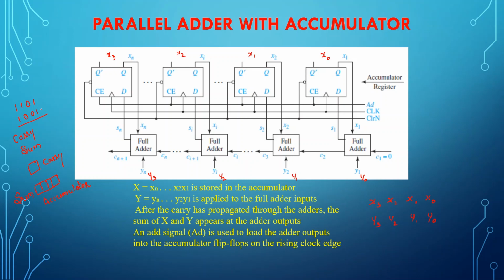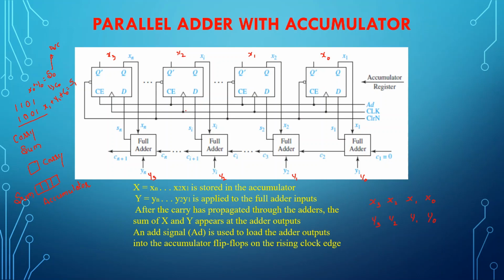So these two numbers are added. Let me say x0 and y0 are added, which will generate a sum of s0. This s0 will go to the accumulator. And in case it generates a carry of c0, that c0 will be carried forward, so that when I add x1 and y1, that carry will be added and it will generate a sum of s1. This s1 will go to this register, and this process is going to repeat.